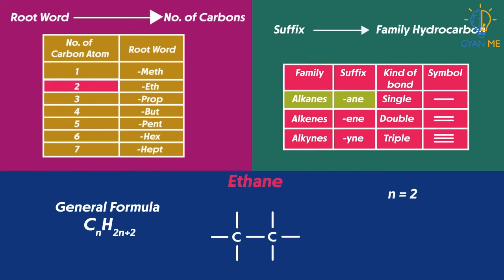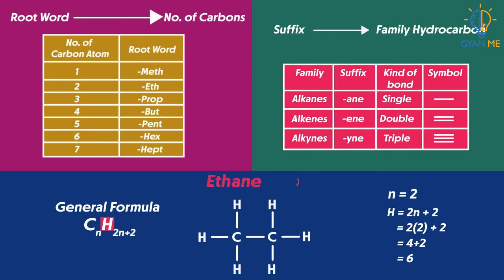What would be the number of hydrogen atoms then? Simple. Put n equal to 2 in the formula and calculate. We get H as 6. Thus, its chemical formula would be C2H6 and its structure can be represented in this way. Now here, one valency of each carbon is satisfied by forming one single covalent bond with the other carbon atom and the remaining valencies by bonding with hydrogen.